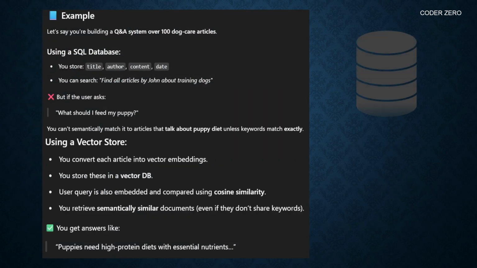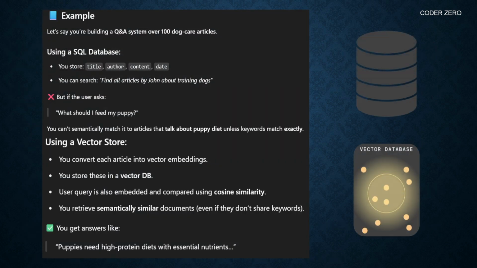Let's take an example. Let's say we have 100 Docker articles and we store this information in a SQL database. We'll be creating columns like title, author, content, date. If we have this question, find all articles by John about training dogs, since we are storing the information about each author, we'll be doing this filtering and we'll be able to find the relevant information from the SQL database.